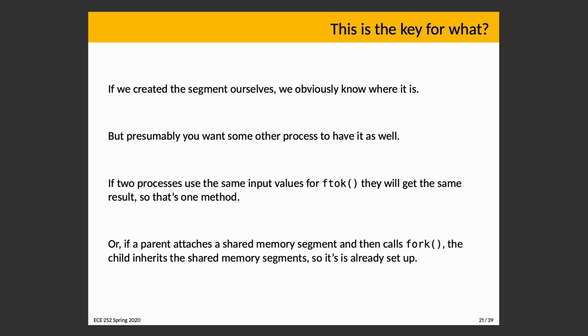Yeah, if we created the segment ourselves, we know where it is. Presumably, you want some other process to have it as well. So you can use the file to key method, in which case you get the same result. As long as everybody agrees we're going to use this file and this project number, that works. However, in a situation where you have a parent and child relationship, you can actually set up shared memory before the call to fork, in which case the child gets the shared memory segments attached as well, and it saves you from having to set certain things up. So that's kind of nice.